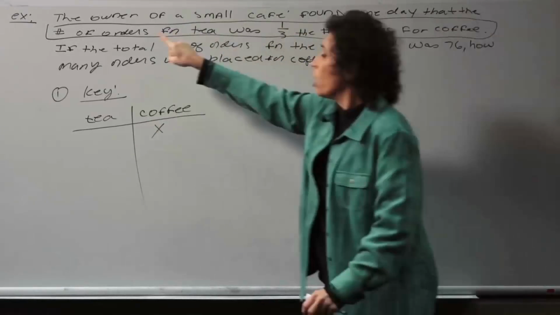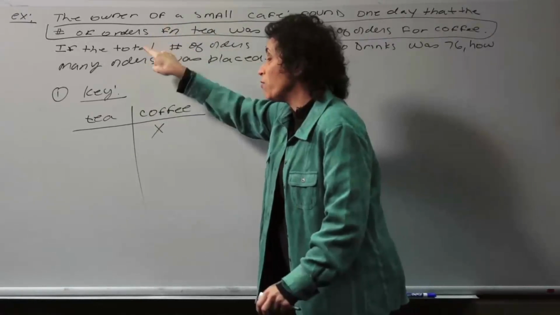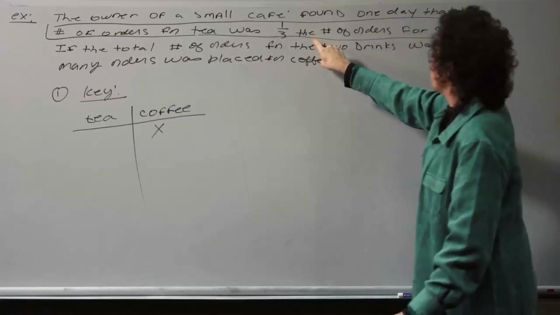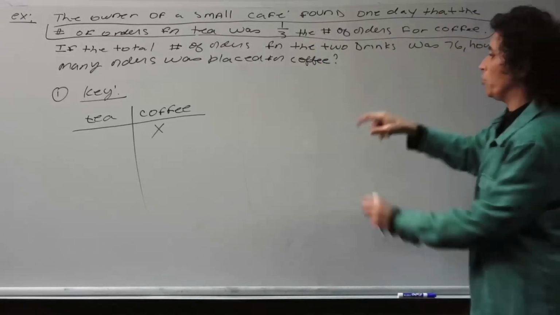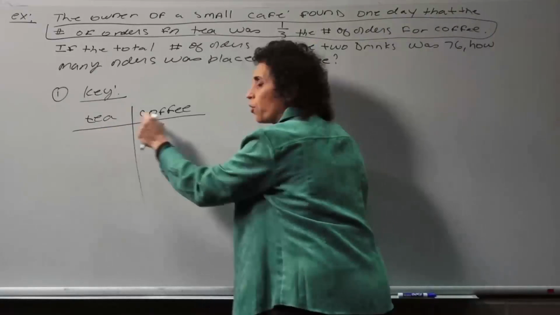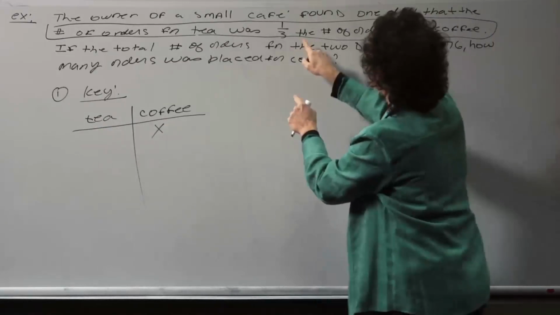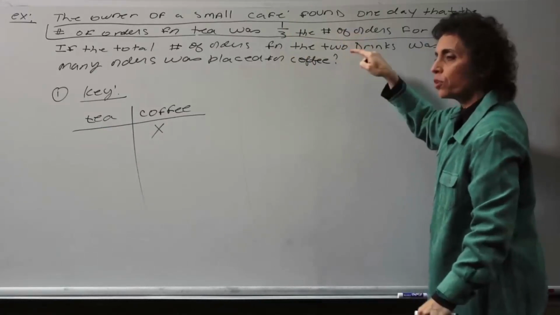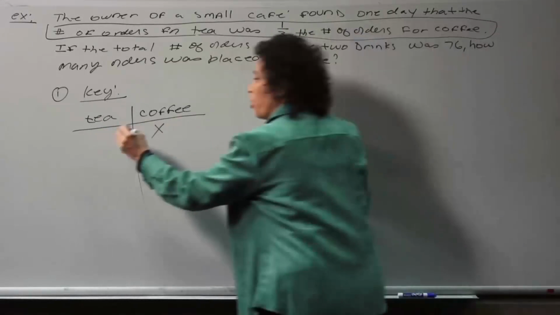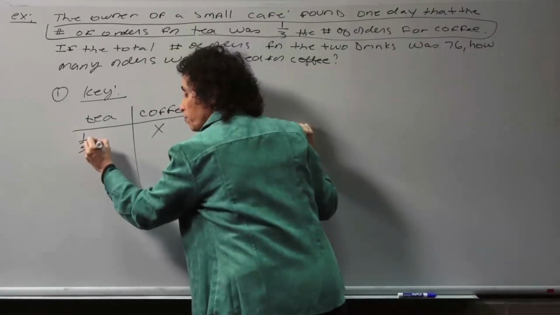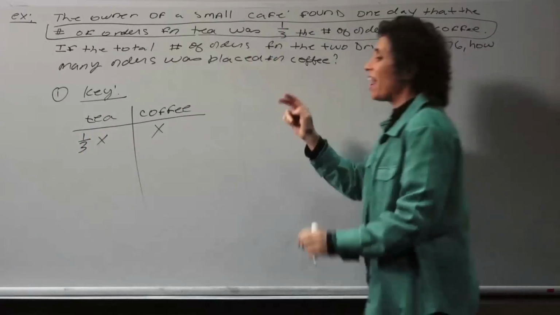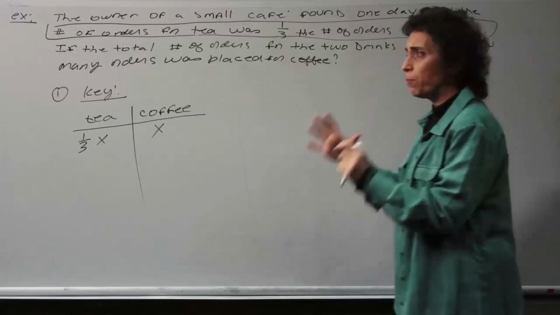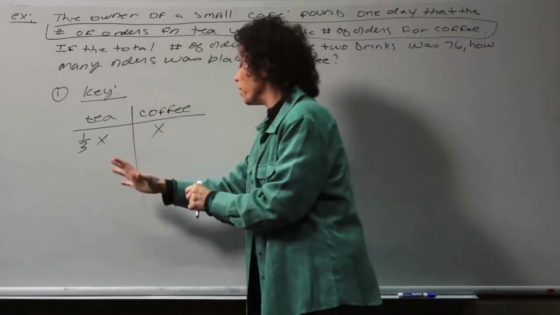Now I'm going to reread it. Once I do that, I reread that sentence. The number of orders for tea was 1/3 the number of orders for coffee. So tea is 1/3 of coffee. Even though it doesn't say of coffee, it does mean 1/3 of the number of orders for coffee. So 1/3 of means to multiply coffee. That's your key.